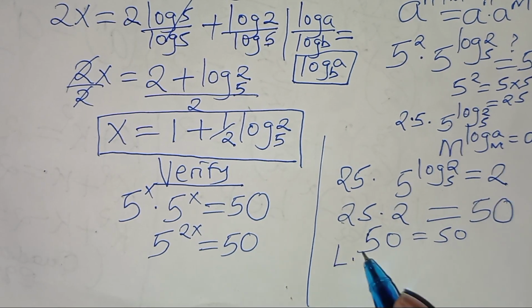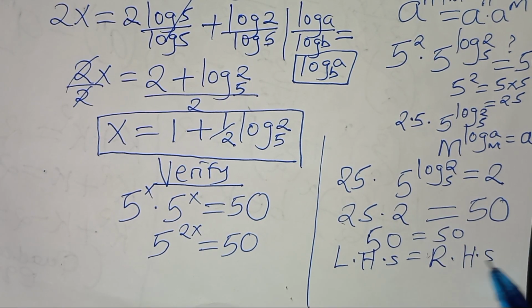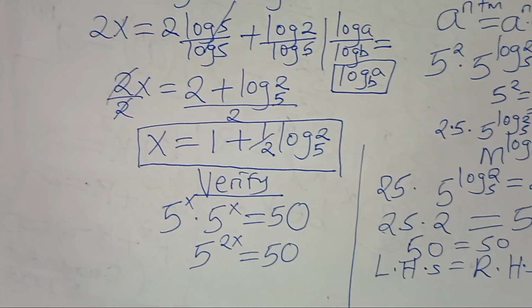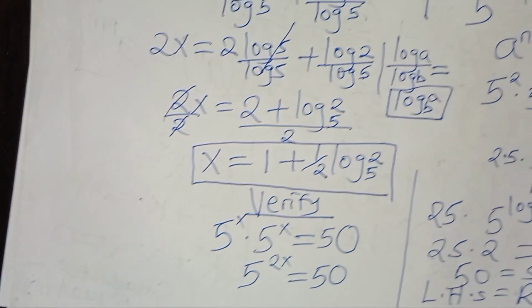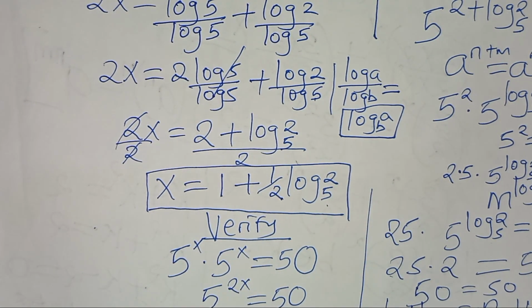So that means that the left-hand side is equal to the right-hand side. And that affirms that the value of x, which is basically equal to 1 plus a half log 2 to base 5, actually satisfies the equation.